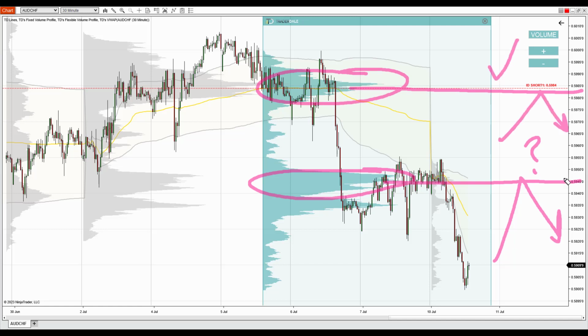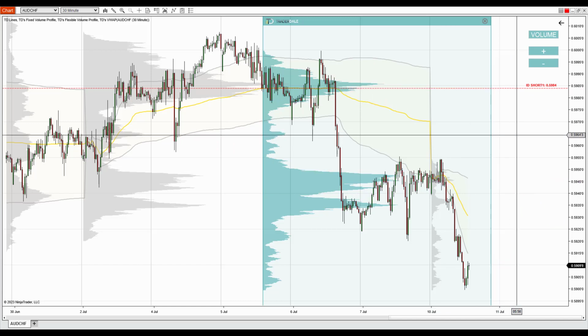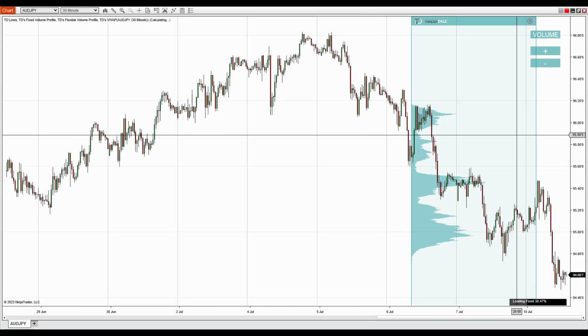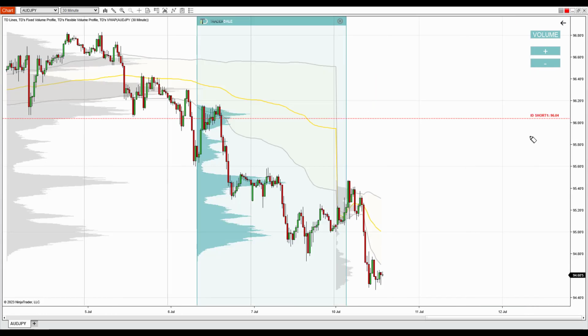So that's my take on the Australian dollar Swiss franc, and the next trading idea will be on the Australian dollar Japanese yen. This is a 30-minute time frame of the Australian dollar Japanese yen. There are two things which I want to show you. First thing is this heavy volume zone right here. Then sell-off commencing from that heavy volume zone.